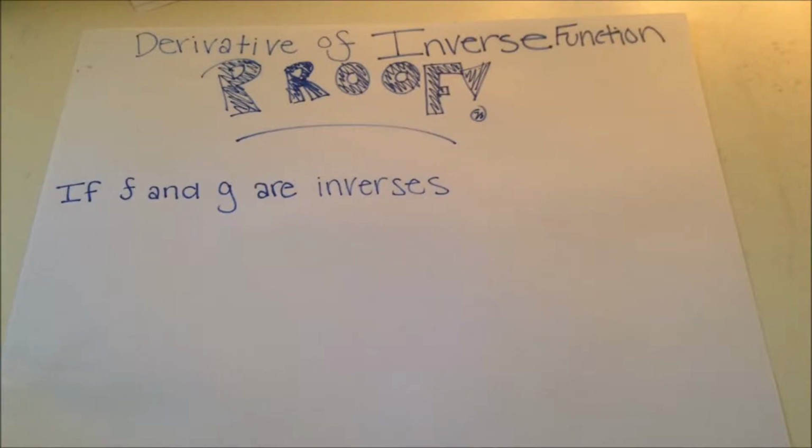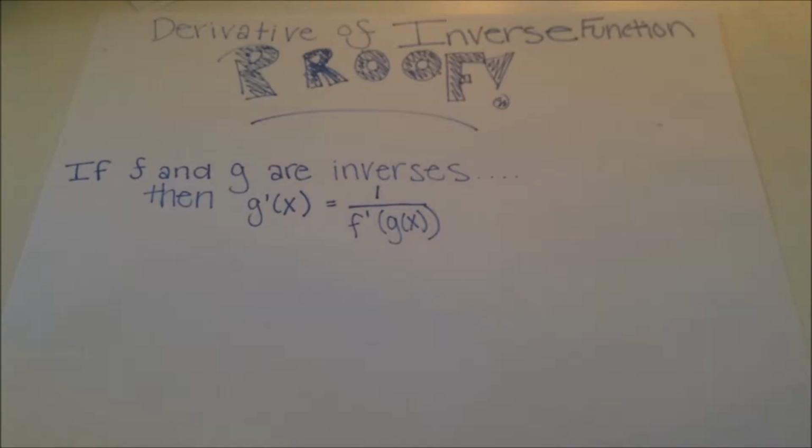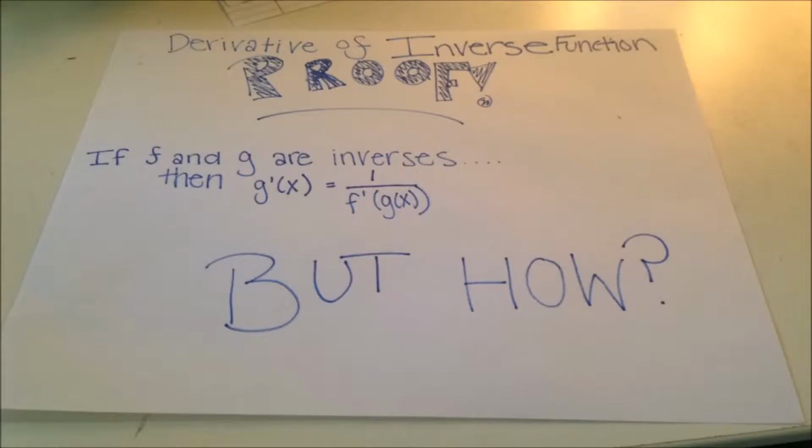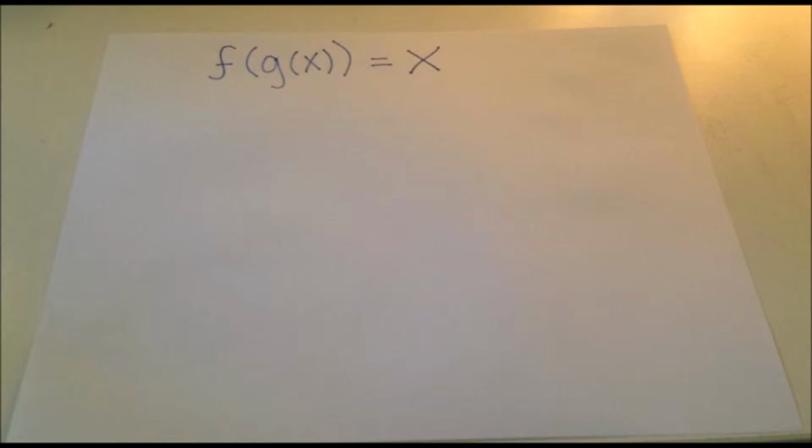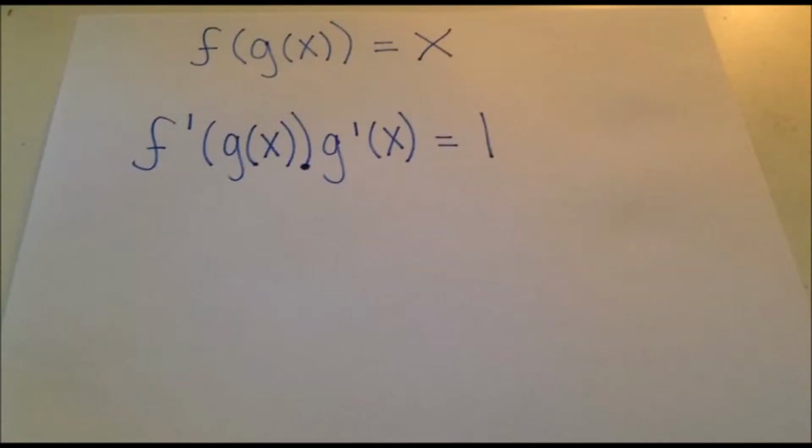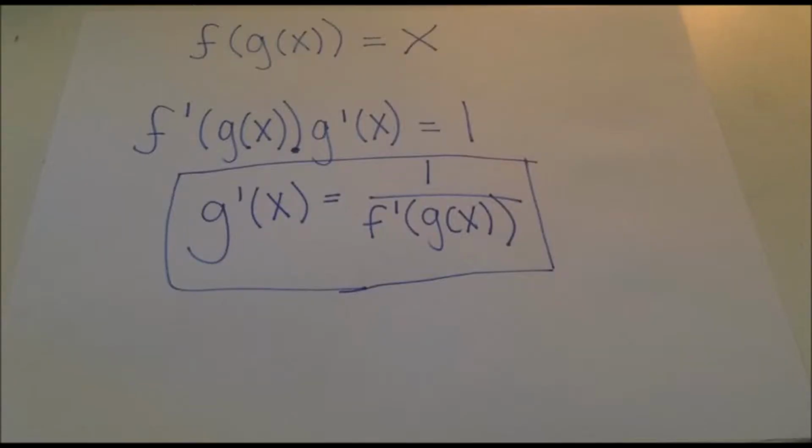Basically, if function f and g are inverses, then g prime of x equals 1 over f prime of g of x. But how do you do that? Here's how. If f and g are inverses and g's domain is x, then f of g of x will equal x. To find the derivative, you will need to apply the chain rule, which will then equal f prime of g of x times g prime of x equals 1. Lastly, you will need to isolate g prime of x, and when you do, you should get 1 over f prime of g of x.